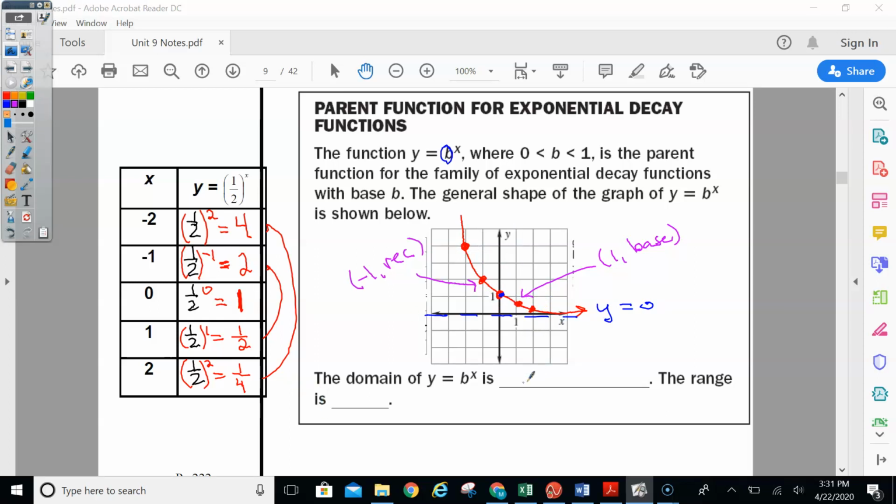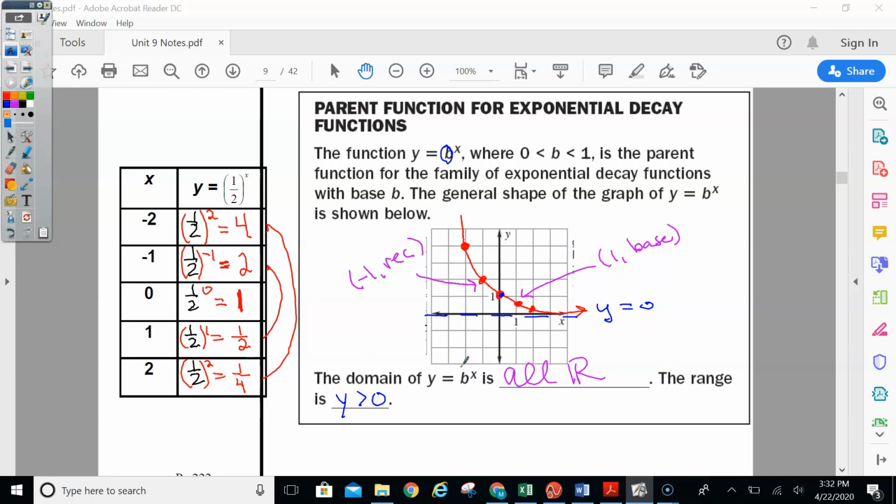Okay, but the domain is still all real numbers. And the range is still determined by the horizontal asymptote. So here it's going to be y is greater than 0. It's only less than if it reflects down here. If it reflects and goes downwards, then it's going to be less than 0.